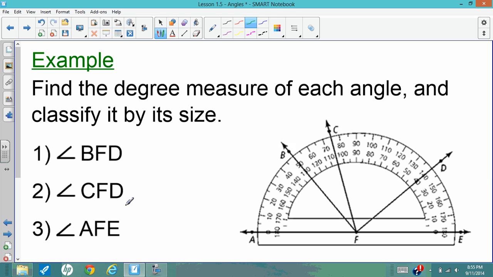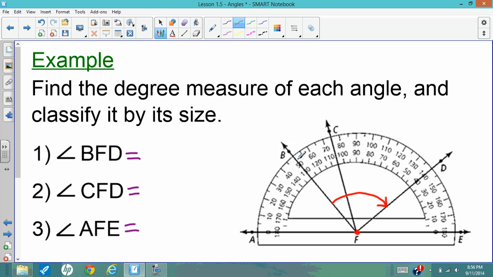So pause the video, use the picture here to the right, and I want you to find the angle measures of angle BFD, and I think we just did that. Oh, no we didn't. Angle CFD and angle AFE. So I was wrong. We didn't find BFD. We found BFA. So we can find BFD.